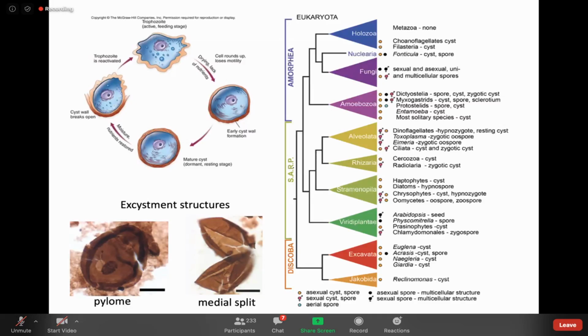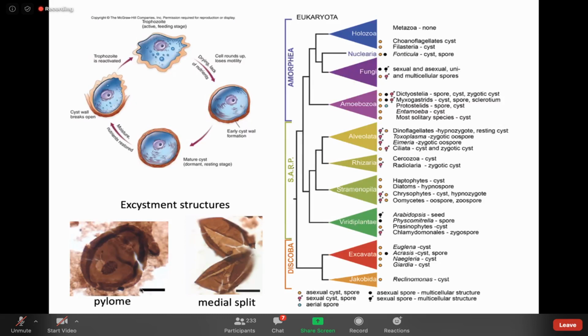We can identify cysts fairly easily in the fossil record by the presence of medial splits. You can see this here, basically an equatorial split dividing the fossil into 2 halves. We also see these well-developed circles, a pylome, in the wall of the fossil.